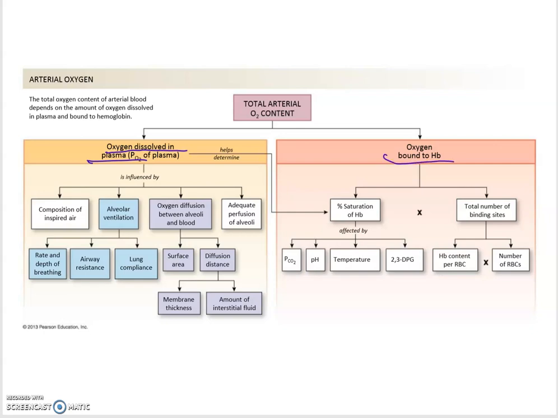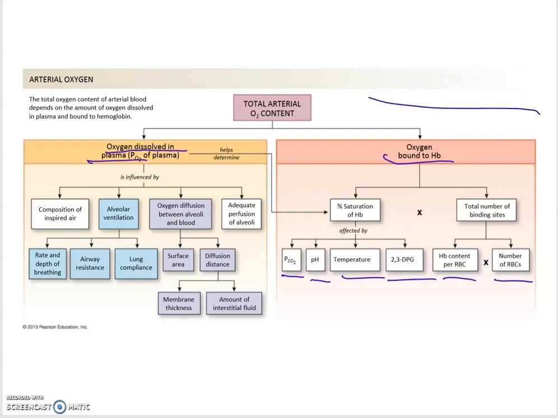bound to hemoglobin. And of course the factors that are affecting the saturation of hemoglobin are the concentration of CO2 or partial pressure of CO2, the pH, the temperature, and the amount of 2,3-DPG. And then also the total number of binding sites that are available, and that's the hemoglobin content per red blood cell and the number of red blood cells overall.